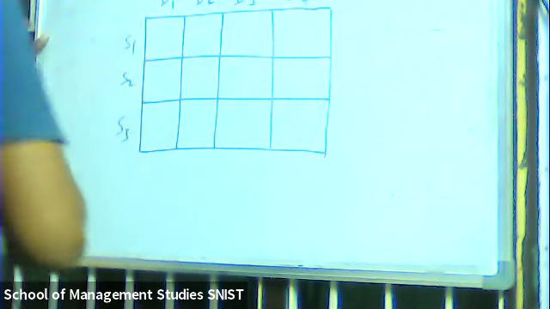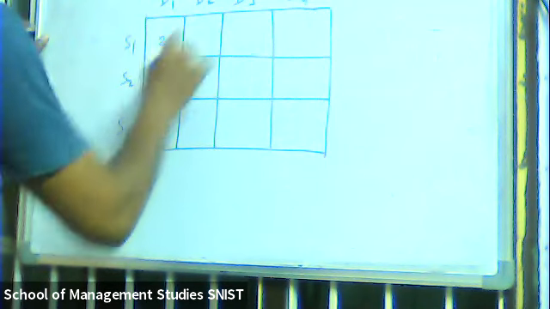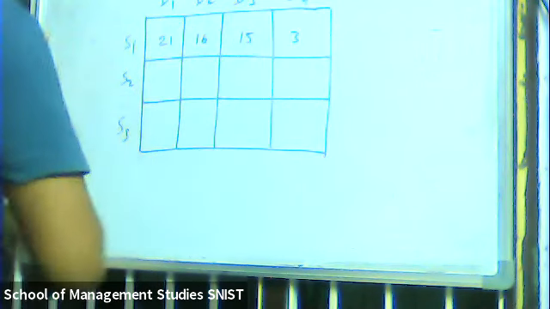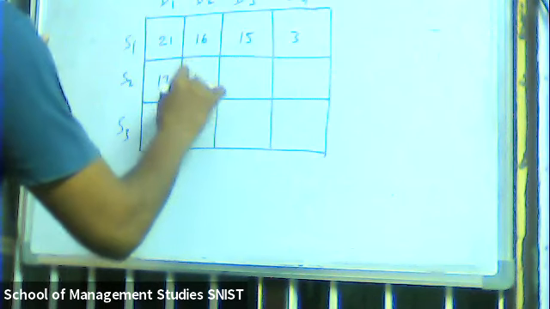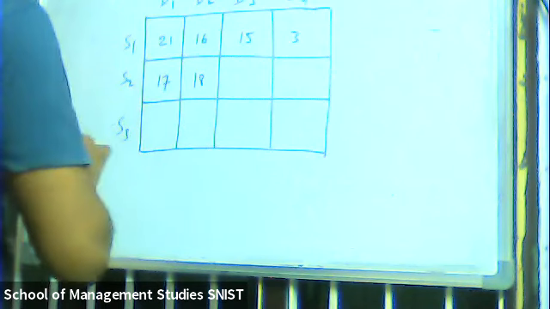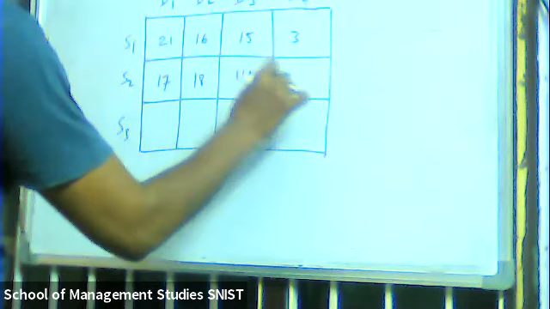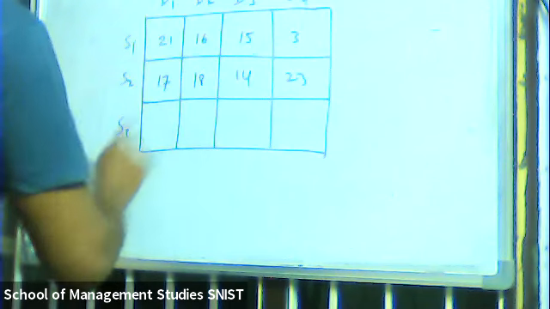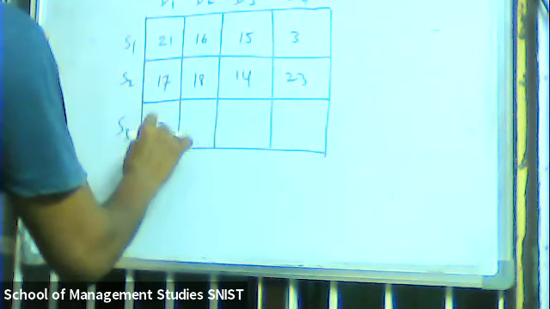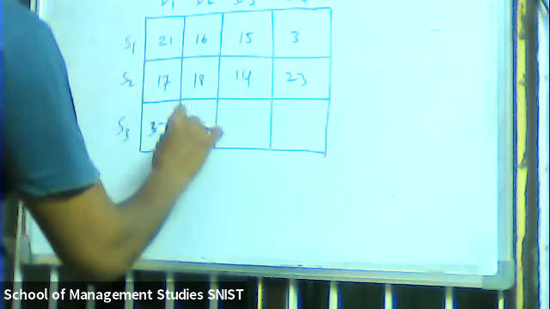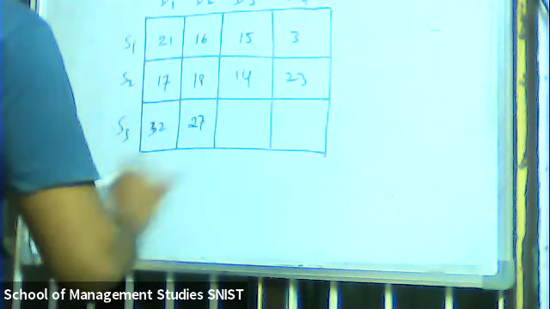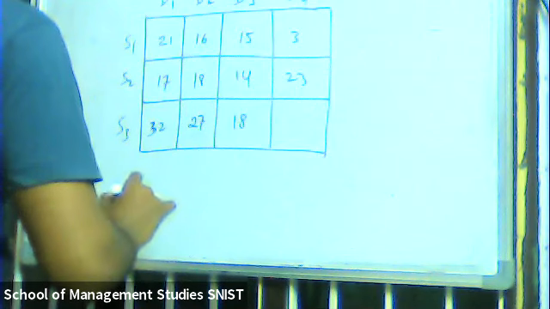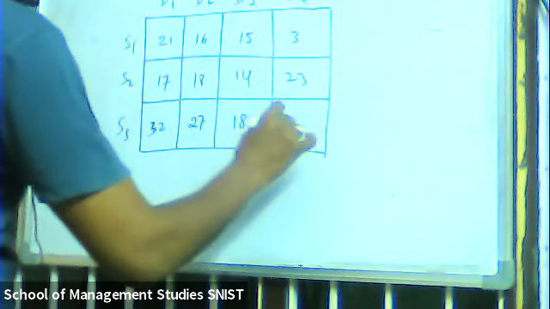Okay, so the values are 21, 16, 15, 3, 17, 18, 14, 23, 32, 27, 18, which is 41.